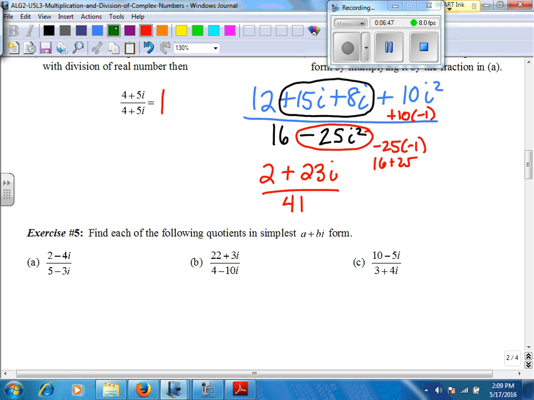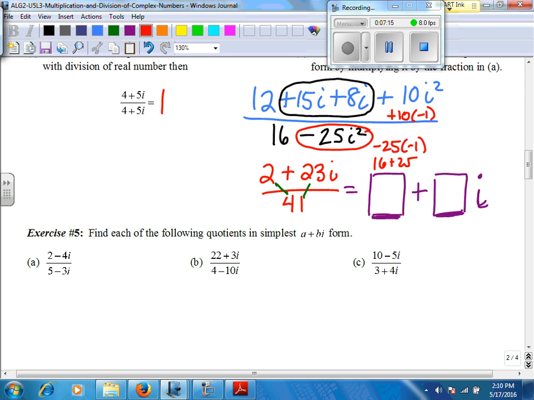Now, just like we did before, you can only simplify if all three of those terms are divisible by the same thing. They're not, but the difference here that we didn't have to do with the radicals is you have to answer these in a plus bi form. So we need to make sure that the a term is in one separate space from the b term, and then i is written at the end.